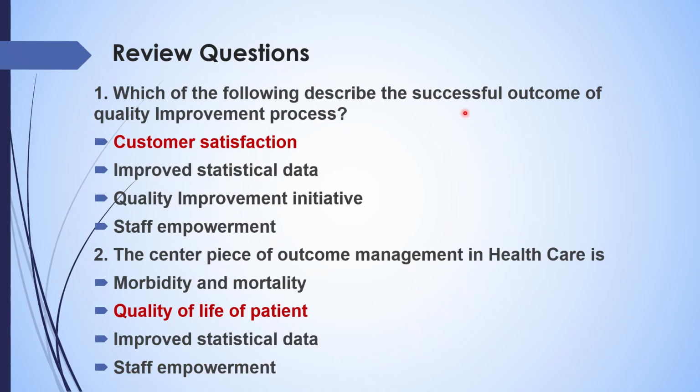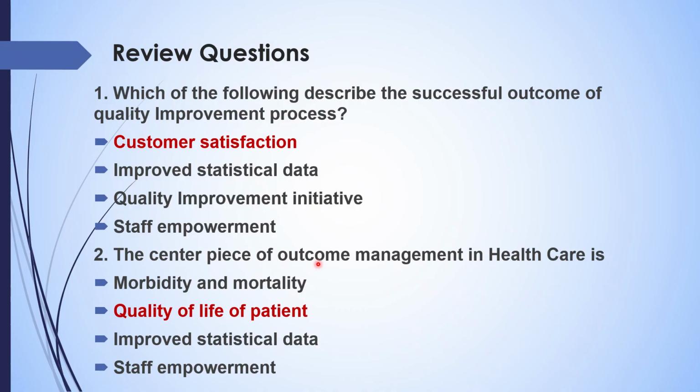Which one of the following describes the successful outcome of a quality improvement process? Customer satisfaction, improved statistical data, quality improvement initiatives, staff empowerment. So which one is the successful outcome of a quality improvement process? The correct answer is customer satisfaction. Keep in mind, these types of questions will be asked in the exam.